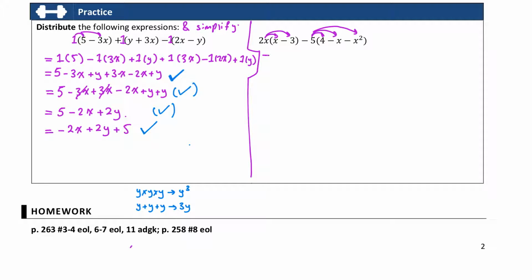So on the first step, I have 2x multiplied by x, and then I have 2x times negative 3, making this a negative, and 2x times 3.